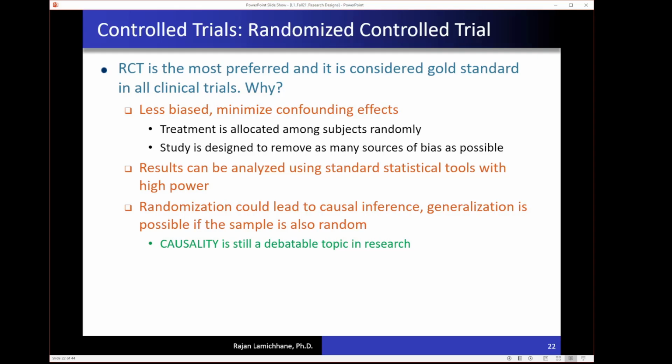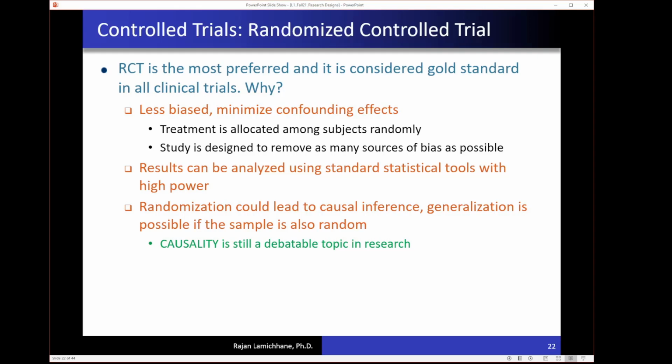In randomized controlled trials, the study is designed to remove as many sources of bias as possible, and results can be analyzed using standard statistical tools with high power, because since there is no confounding or minimum source of bias, it gives high power even for a small sample size. And if the study is well designed, this randomization could lead to causal inference, one causing the other, and then you can also generalize the result, if possible, if the sample is also random.